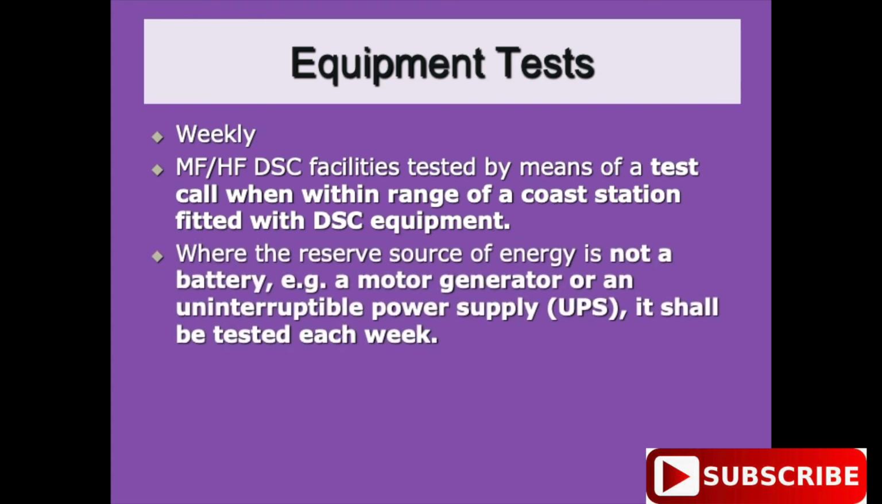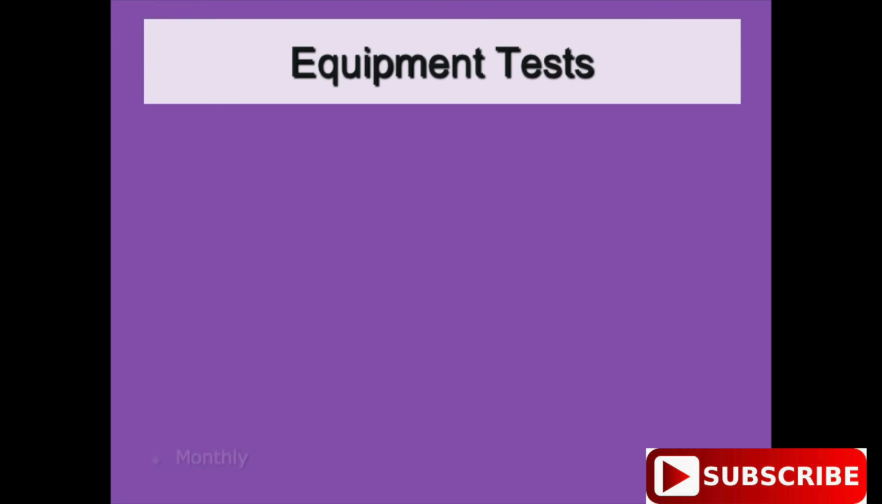Where the reserve source of energy is not a battery, for example a motor generator or uninterruptible power supply, it shall be tested each week. So the backup power supply, you need to check it every week. Then the next comes monthly test.